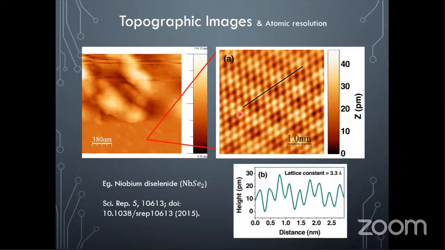And if you take a line cut across the atoms and check how the height varies, this is how the height varies. It's in picometers. And the lattice constant is also obtainable from such an image, which is about 3.3 angstrom. So the resolution is much better, about an angstrom, and that's the beauty of the scanning tunneling microscope.